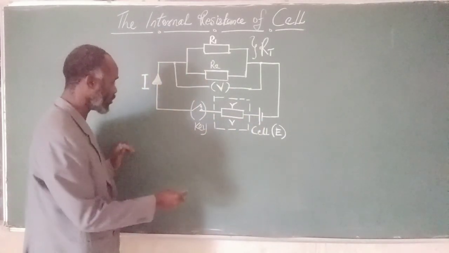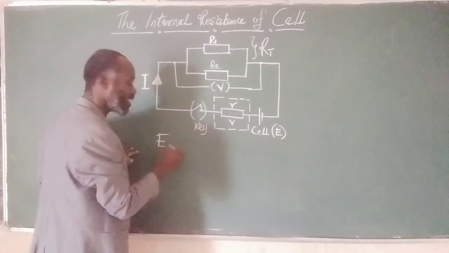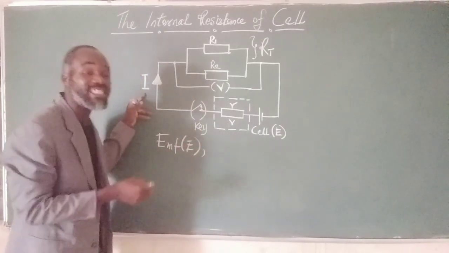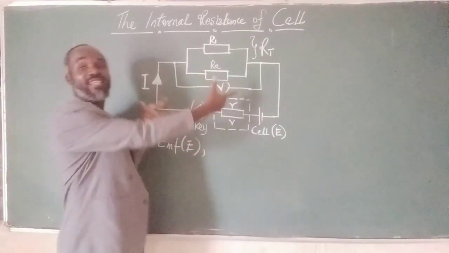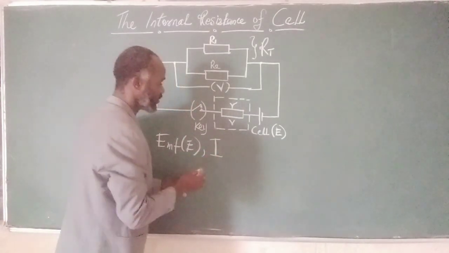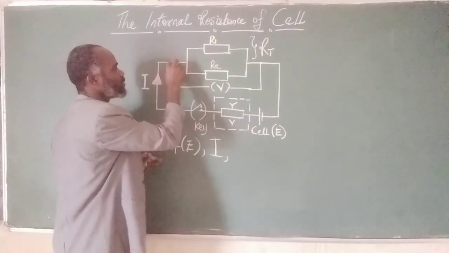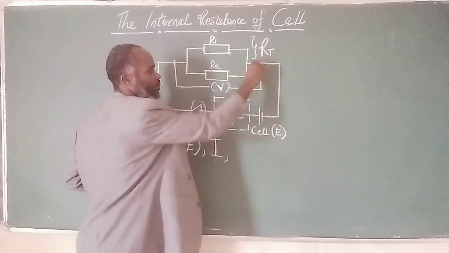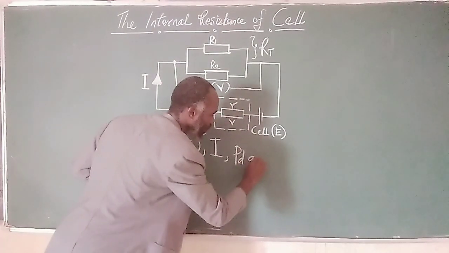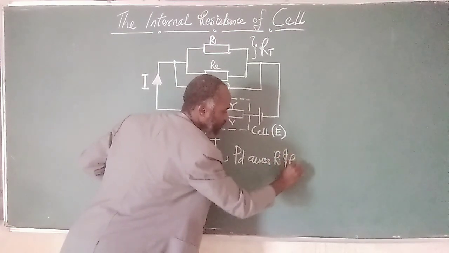So the first thing we need to understand is that E is the energy given as EMF of the cell. The second one is the maximum current that this cell supplies to the external circuit. That is I. Good. We need to also understand that in these external circuits there is a potential drop. There is a potential drop, so PD across R1 and R2. Good.